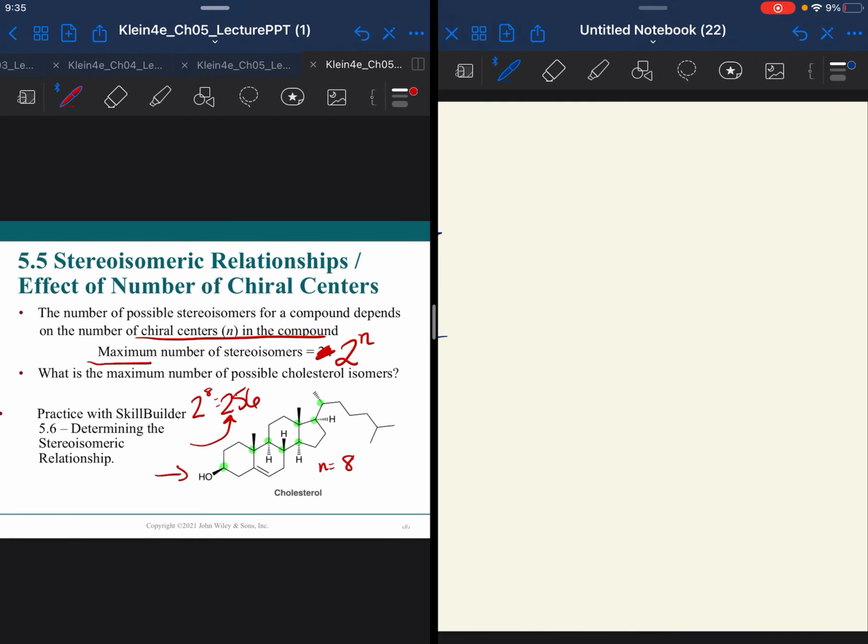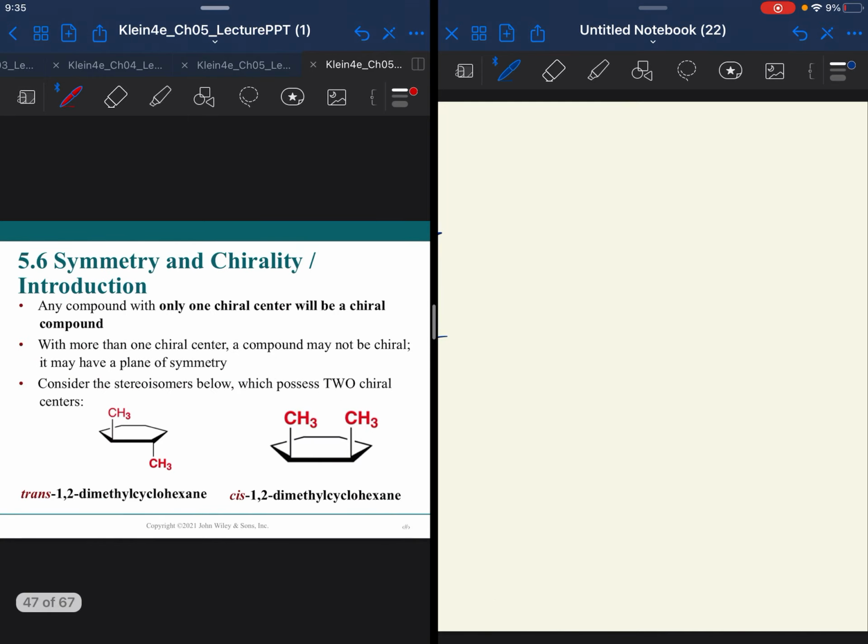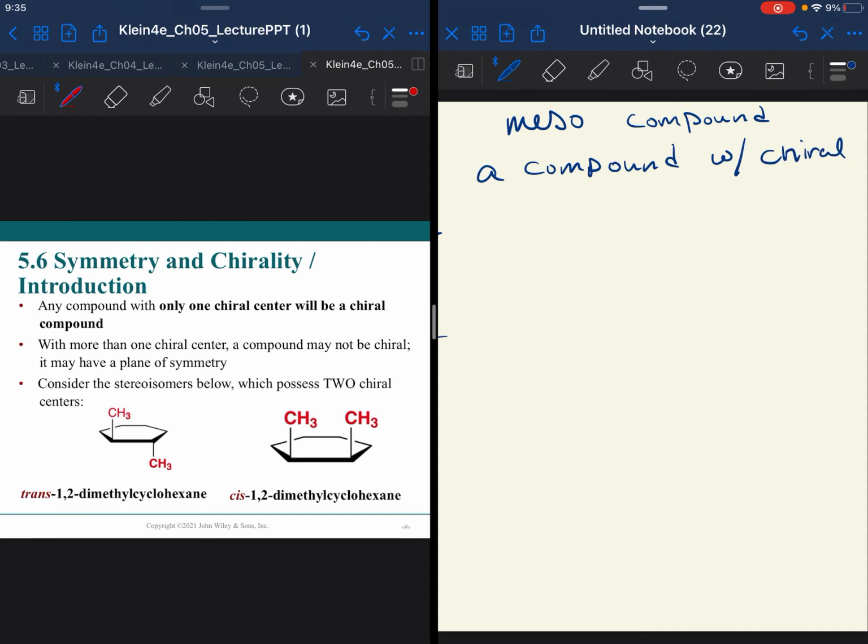Now, there is a reason we keep saying maximum number of stereoisomers. There is not always going to be the maximum number. So we are going to introduce the idea of the meso compound. I'm sure it is defined on another slide, but we're going to define it here. A meso compound is a compound with chiral centers, so those carbons with 4 different groups, but the compound itself is achiral.